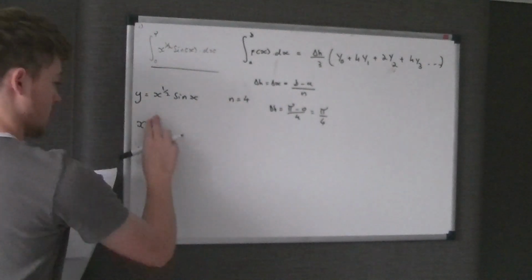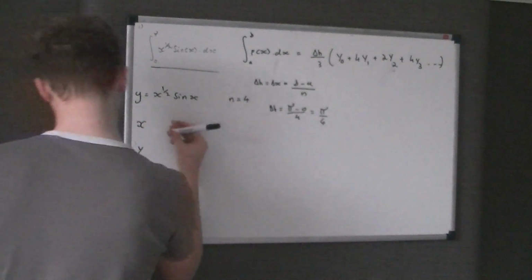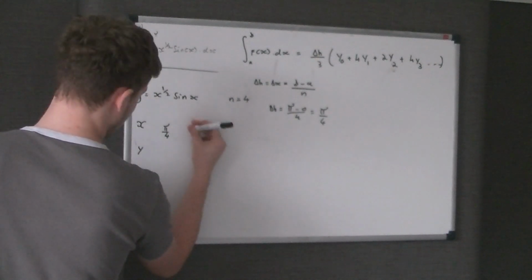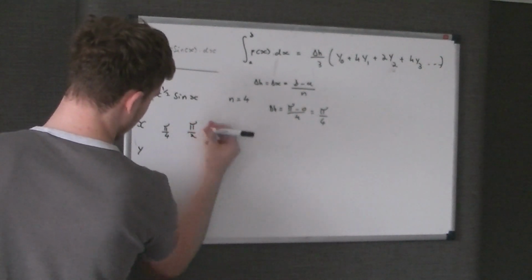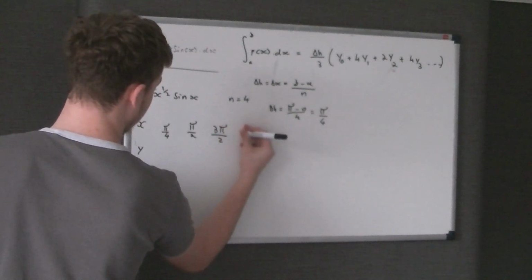Well, it's actually going to start at 0. If we talk about strips, this is why it's a little bit different. So it's pi on 4, and then pi on 2, and then 3 pi on 2, so 1.5 pi, and then pi.